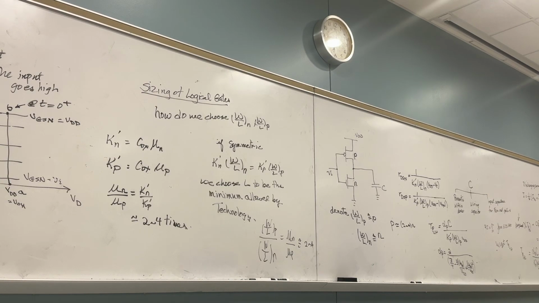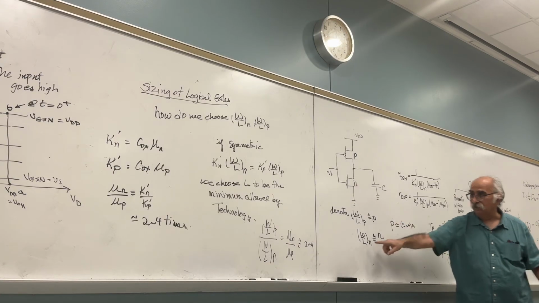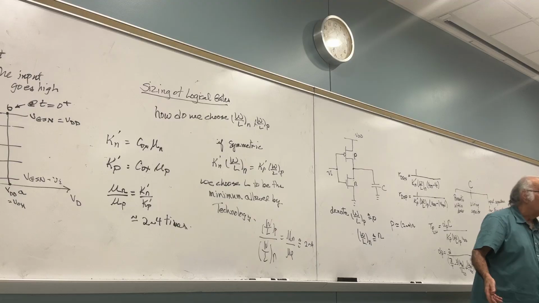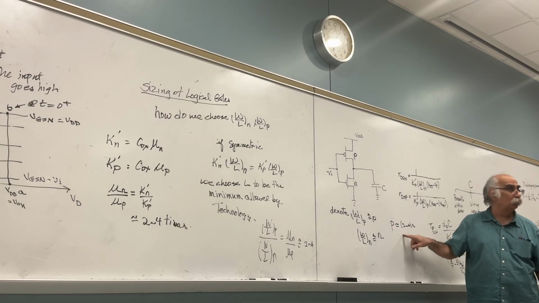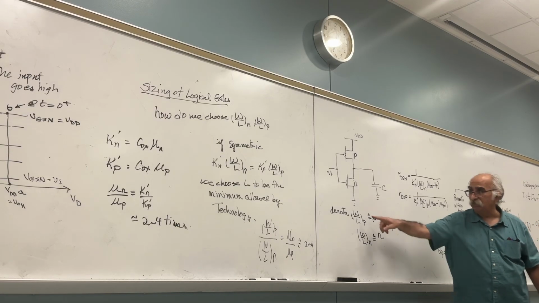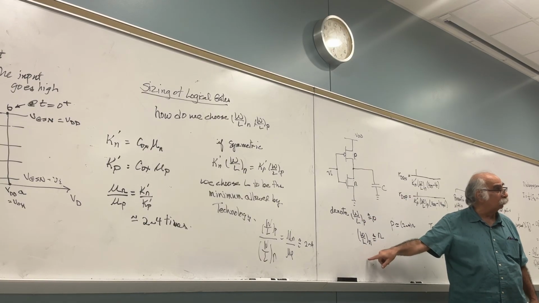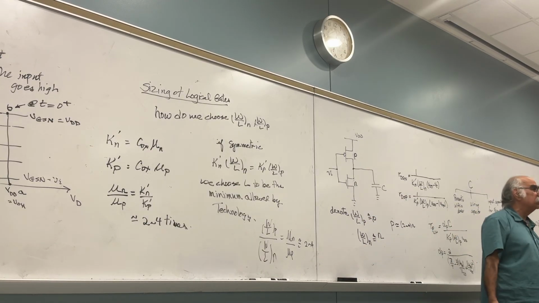So if the NMOS and the PMOS have the same length and N is equal to P, it means their width is the same. But if P is 2 to 4 times N, it means the area of this is 2 to 4 times bigger than the area of this.